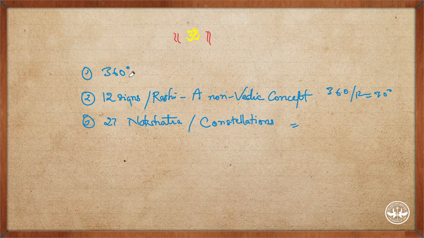Now you already know that a circle has 360 degrees. We have 12 signs or Rashis, which is a non-Vedic concept. When we divide this 360 degrees into 12, we get 30 degrees. So each Rashi gets 30 degrees. And we have 27 nakshatras, which is another thing, and they are referred to as constellations in English. We are going to understand it with the next slide. Let's move on to the next slide.